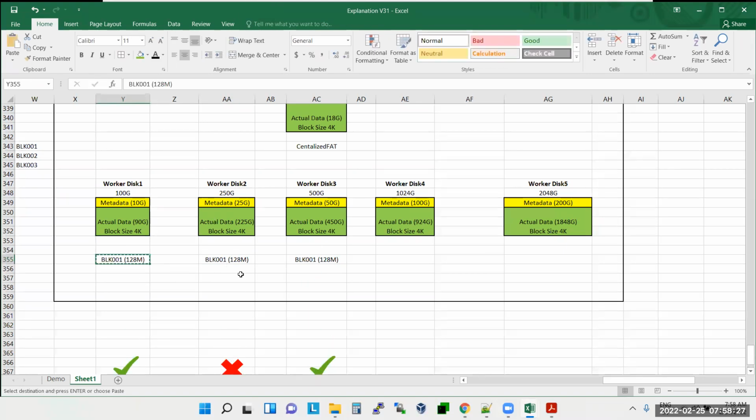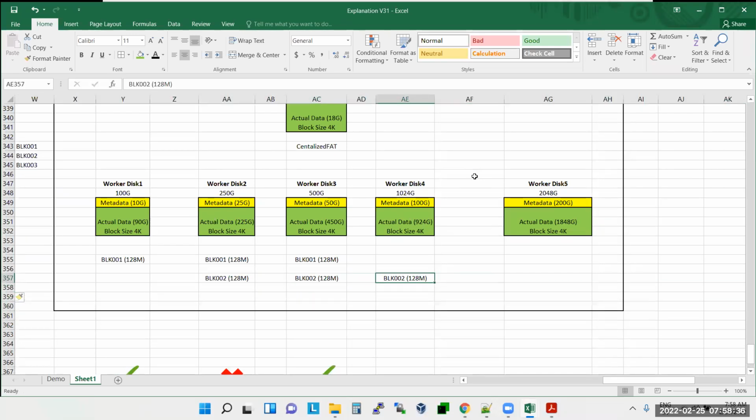So wherever you have BLK2, this also you put into three places. Wherever you have BLK3, you put into this place now. You put BLK3 here, BLK3 second copy.